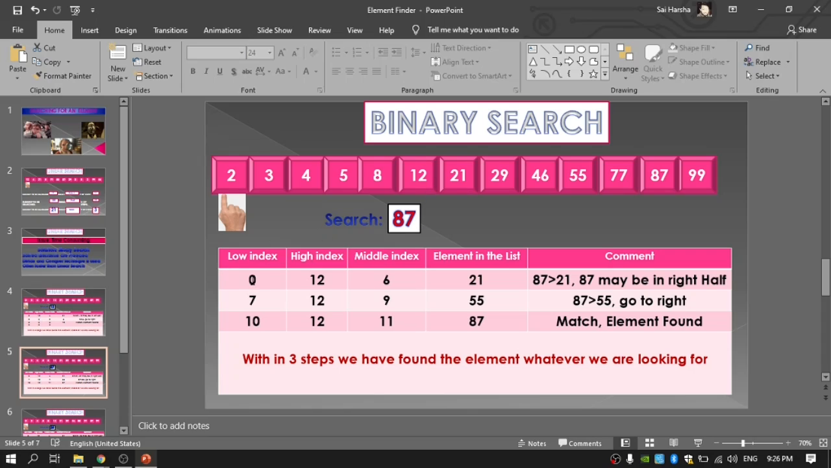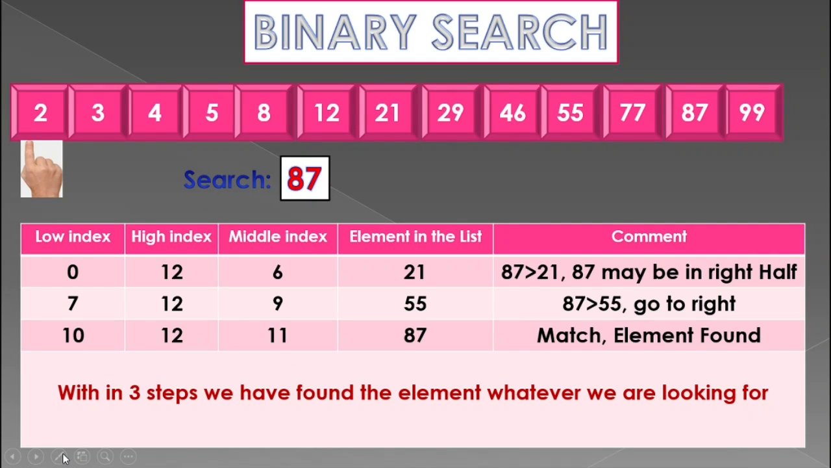As usual, my lower index is 0, which is pointing to 2, and my higher index is 12, which is pointing to 99, and the middle value is 6. What's there at 6? It's a 21. 87 is greater than 21. My clear-cut conclusion from this is that my element is in the upper half. It's not in the lower half. It's somewhere in the upper half.